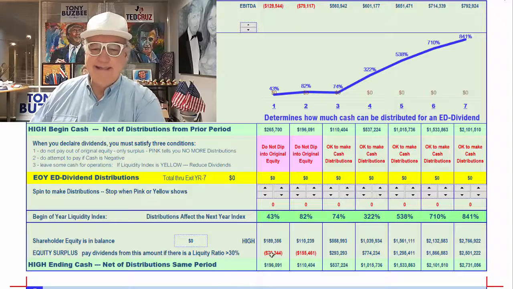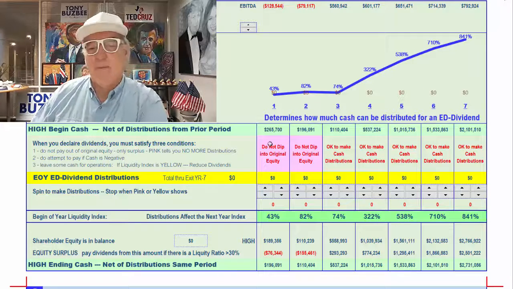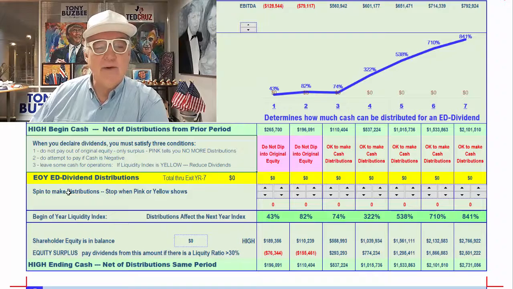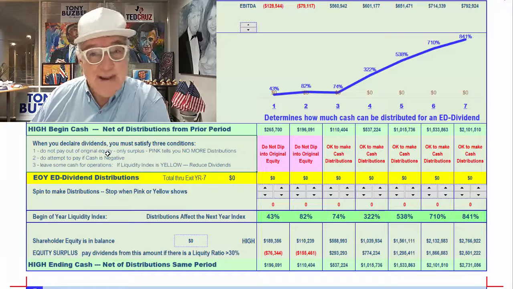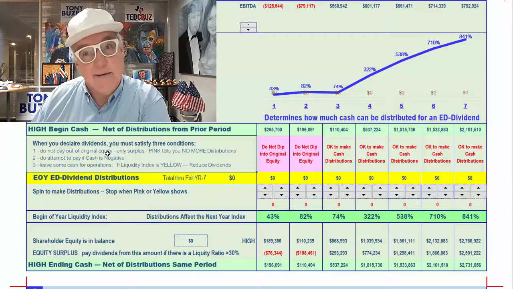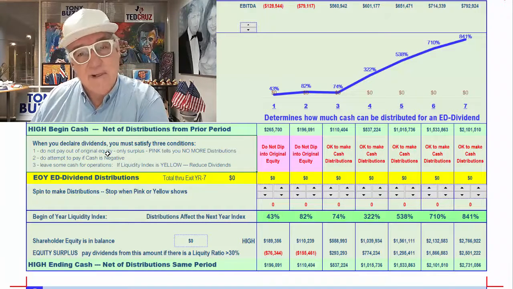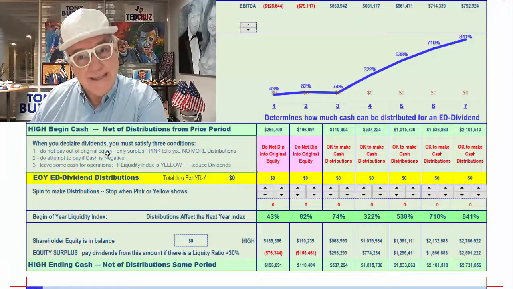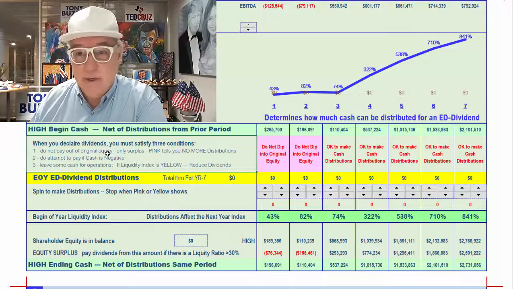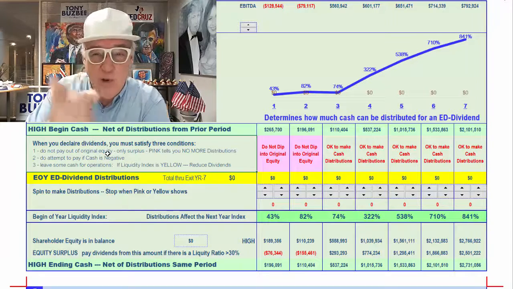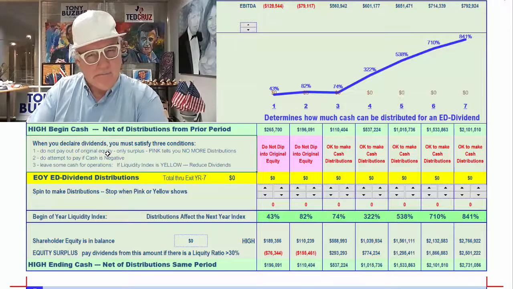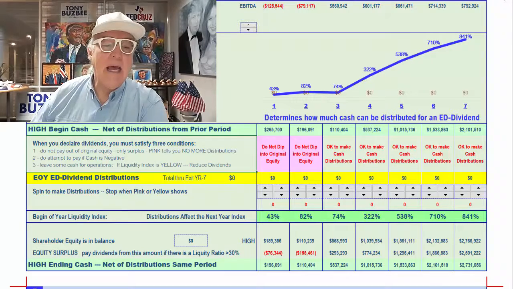All right, I want to tell you a couple of important things. Along this line here, there are really 3 things that you have to do. You do not pay out of original equity. That's a Ponzi scheme, folks. That's what Bernie Madoff and Sanford did here in Houston. Bernie was a $50 billion, and Sanford was about a $10 billion Ponzi scheme. I don't want to be involved in anybody with a Ponzi scheme, and you don't want to either. Woo! Stay away from those things.